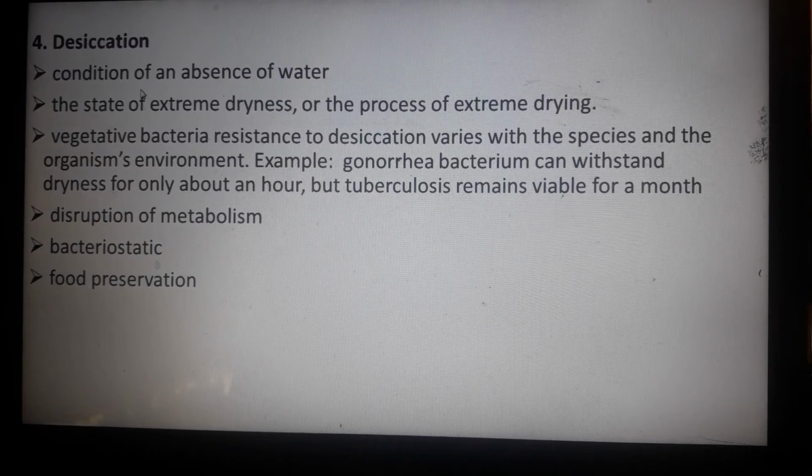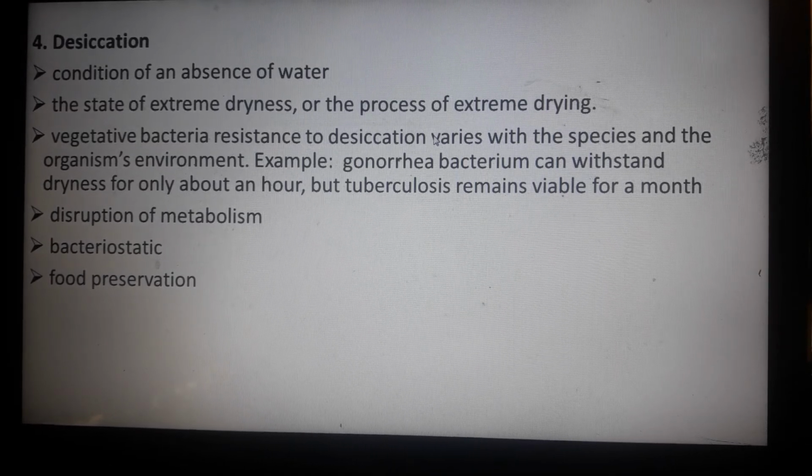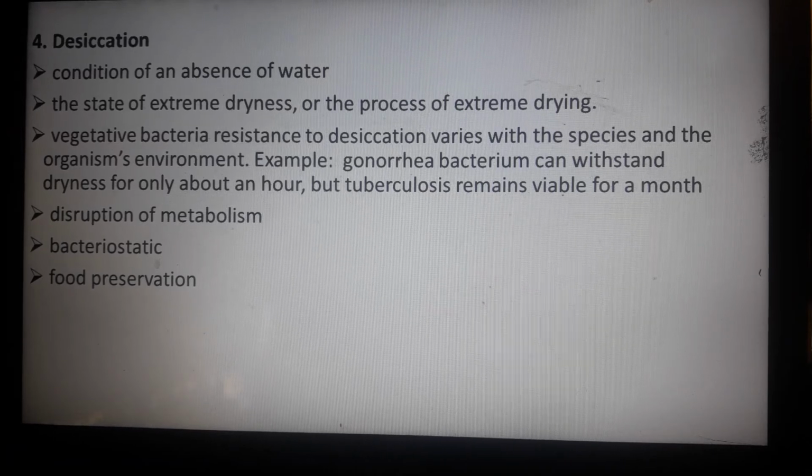Desiccation. This is the condition of an absence of water, the state of extreme dryness or process of extreme drying. So that is desiccation. Vegetative bacteria resistance to desiccation varies with the species of bacteria. Example, Neisseria gonorrhoeae, the gonorrhea bacterium, can withstand dryness for only 1 hour, but tuberculosis remains viable for a month. So it depends. Some have induced spores, they can survive in different environments.